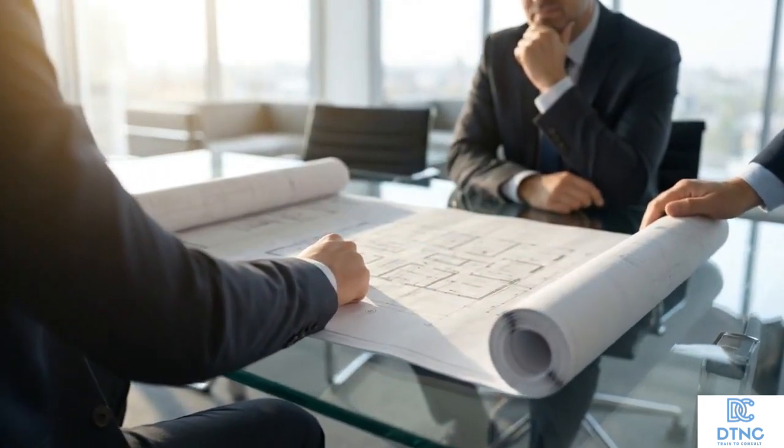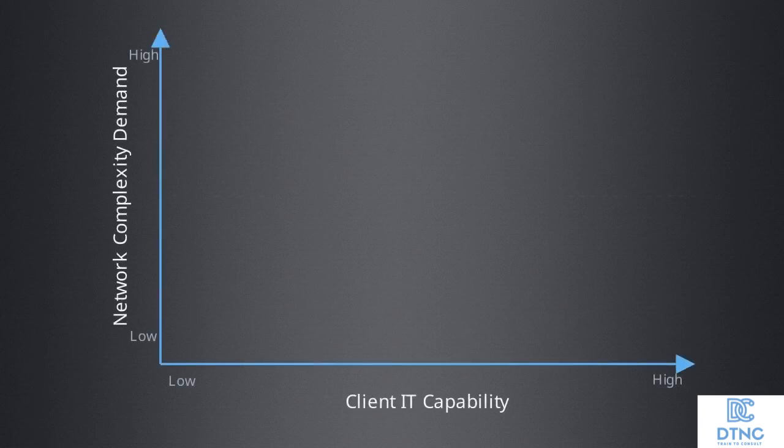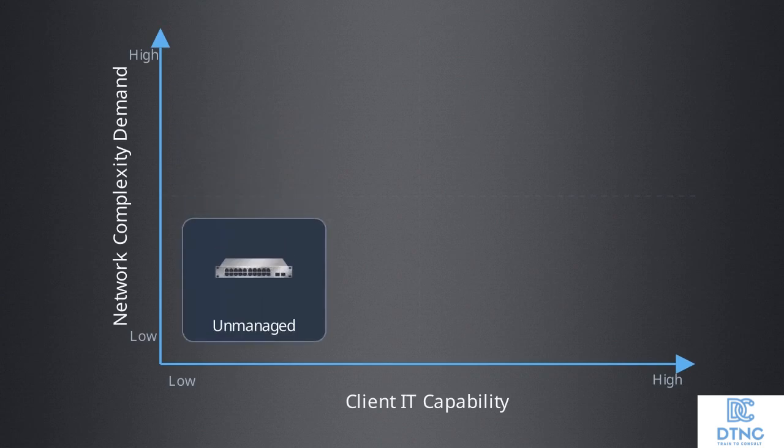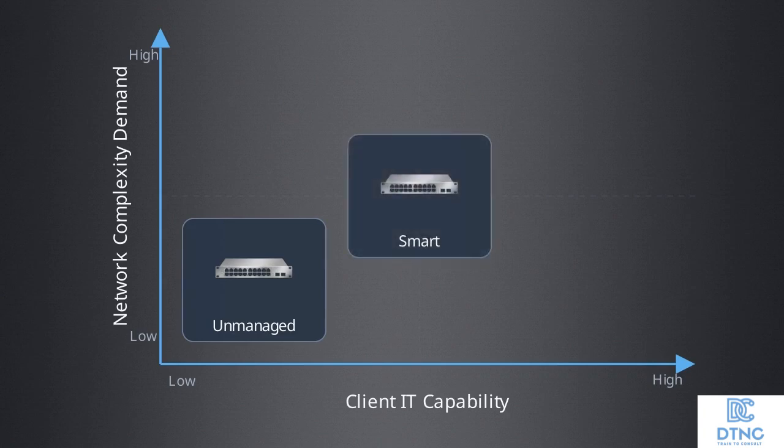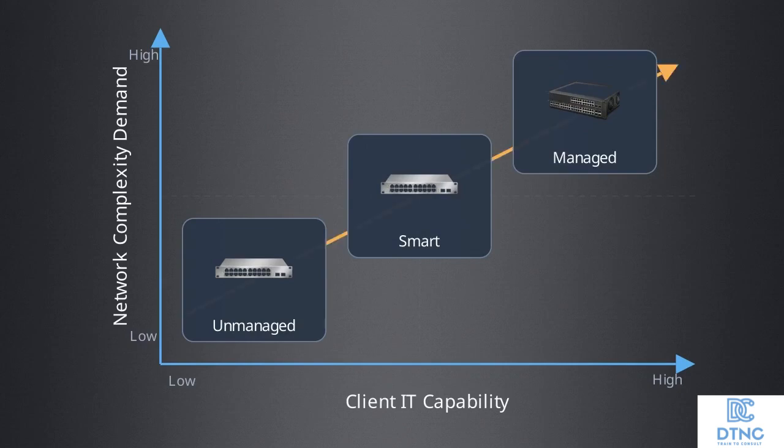We map client IT capability on the x-axis against network complexity demand on the y-axis. Small branches with zero IT staff need unmanaged switches in the low-complexity quadrant. Mid-size businesses sit in the middle, requiring smart switches. High-capability enterprise data centers require managed switches.